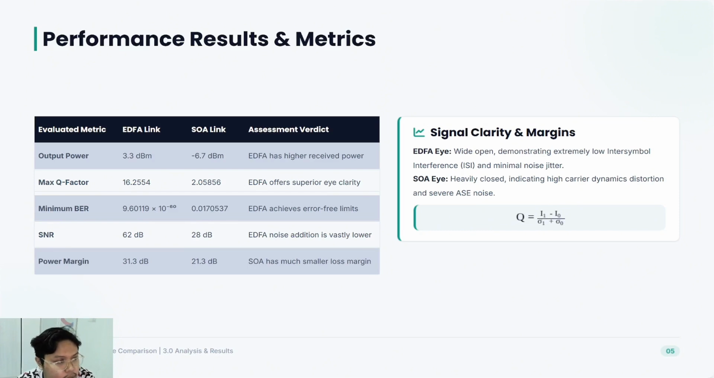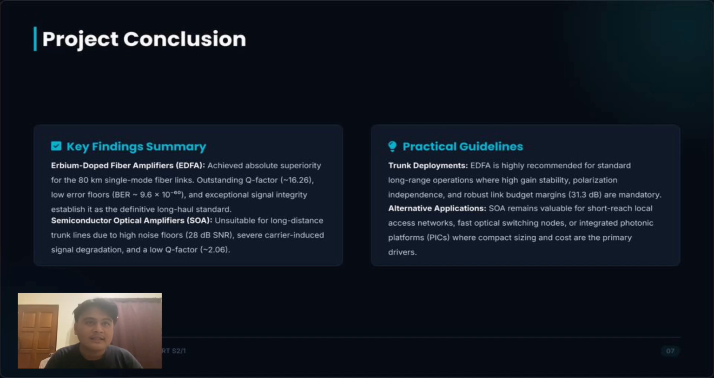For SNR, EDFA is 62.62 dB and SOA is 28 dB. EDFA noise addition is vastly lower. For the power margin, EDFA is 31.3 dB and SOA is 21.3 dB. SOA has a much smaller loss margin.